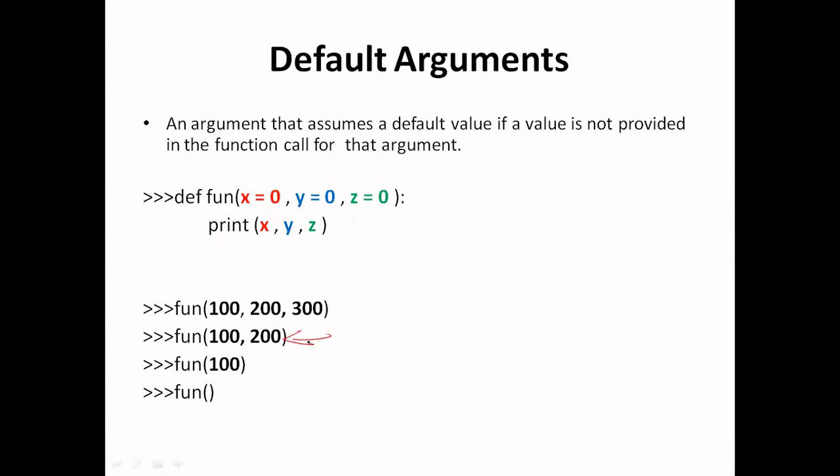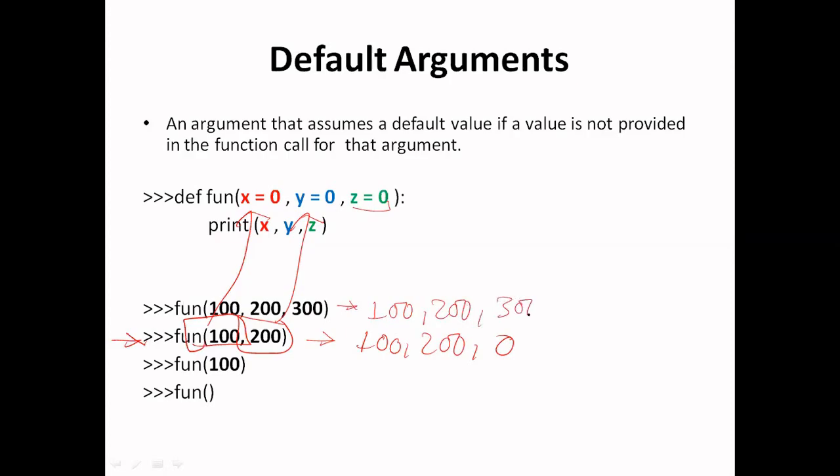In the second case, when we call the function this way, this is a valid statement. The first value, 100, will be passed to variable x, and 200 will be passed to variable y, and if we do not provide the value for z, the default value of z will be used, which is 0. So the answer of this statement will be 100, 200 and 0. And for the first one, we have the answer 100, 200 and 300.